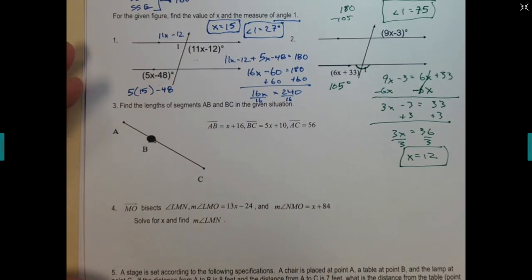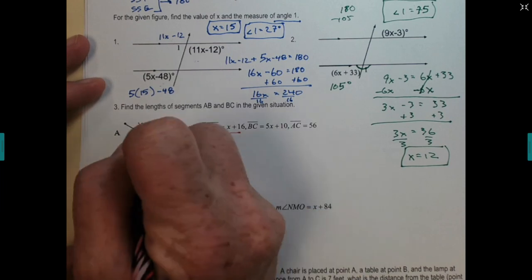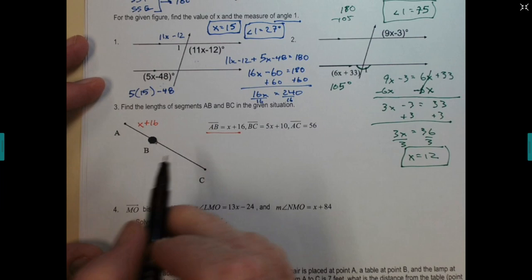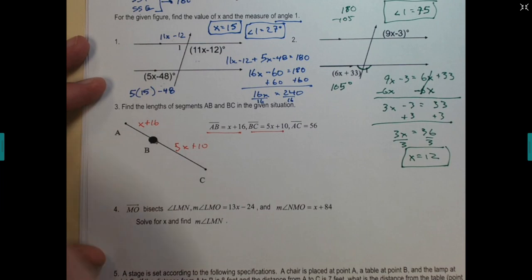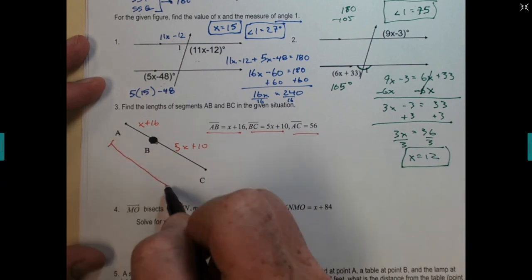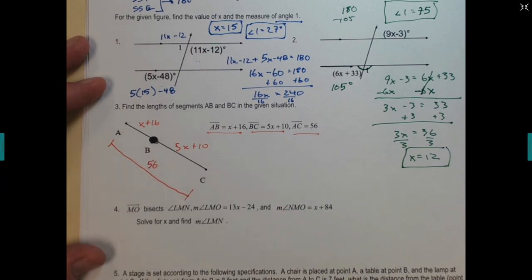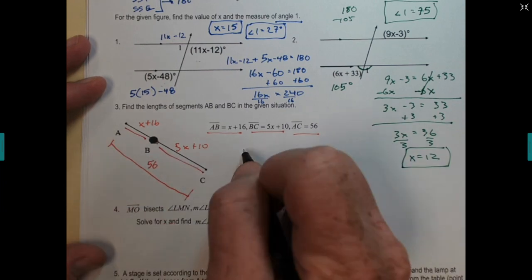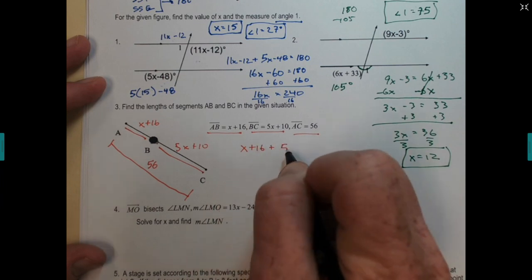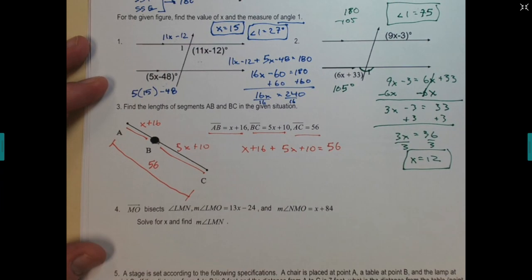Next, new color. This is our segment addition postulate. If AB is x plus 16, BC is 5x plus 10, and AC is 56, this plus this has to equal the whole thing. So x plus 16 plus 5x plus 10 has to equal 56.